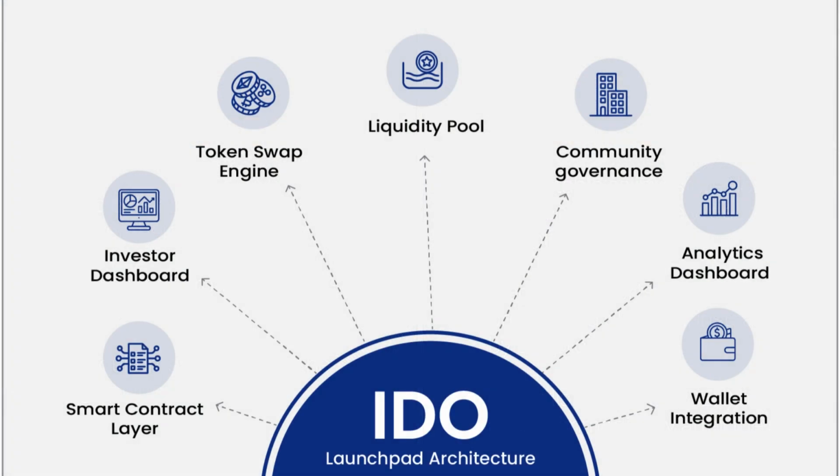5. IDO process. Application and selection. Projects apply to launch on IDO platforms, and a selection process takes place to choose promising projects. Token sale. Once selected, the project's tokens are offered for sale on the DEX, typically in exchange for a well-established cryptocurrency like ETH or BNB. Liquidity provision. After the IDO, tokens are listed on the DEX, and liquidity providers can add liquidity to trading pairs.